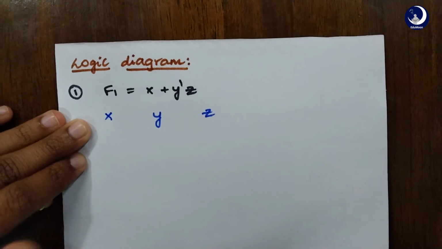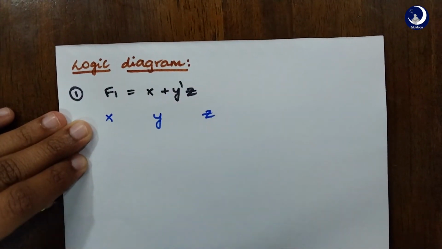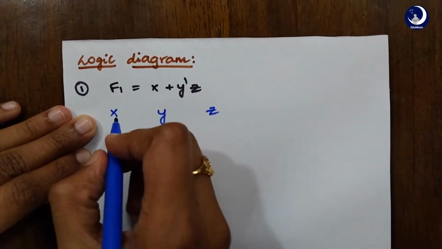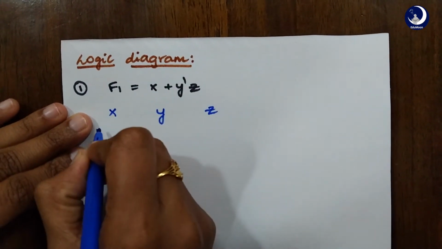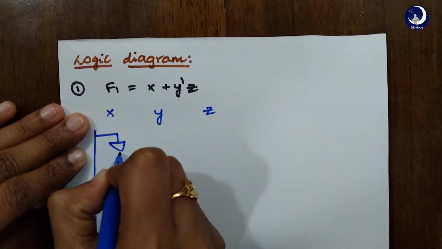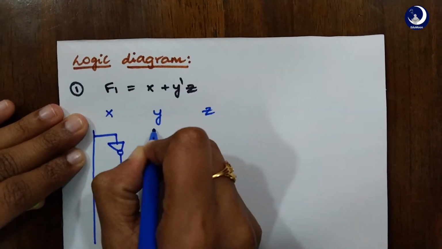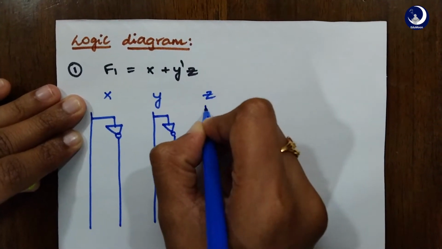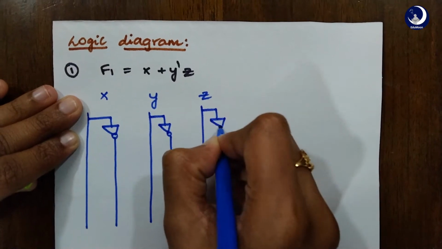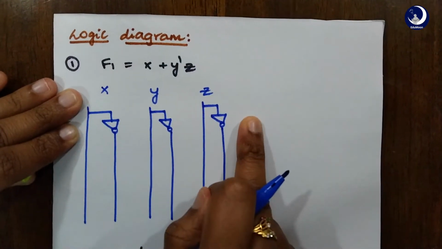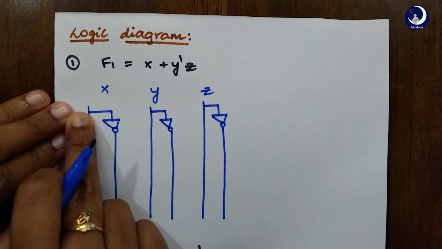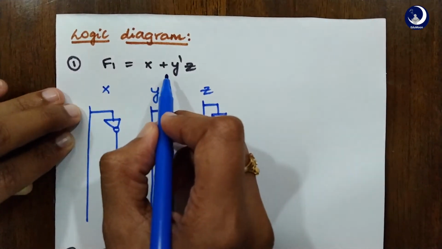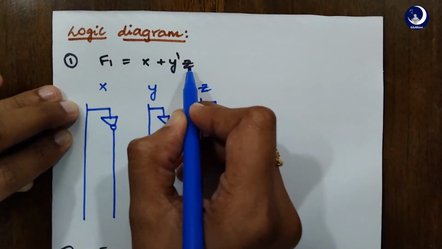Always make 2 kinds of inputs for x, y and z, because the only 2 inputs for any Boolean variable are 0 or 1. So this is a normal input and this is a not input. Initially you are supposed to draw all the gates like this. If this is 0, then this will be a 1. Similarly all these.